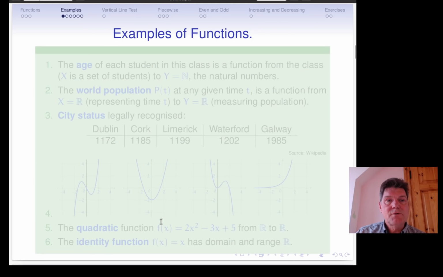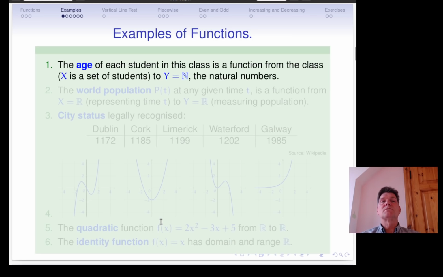So we start with a short list of examples of functions. And there's one function around, it's the age of the students in this class. It's a function from the class, here x is a set of students, to the natural numbers, the y set is the set of natural numbers, and it assigns to each student the natural number which is their age. That's a function from the set of students to the natural numbers.